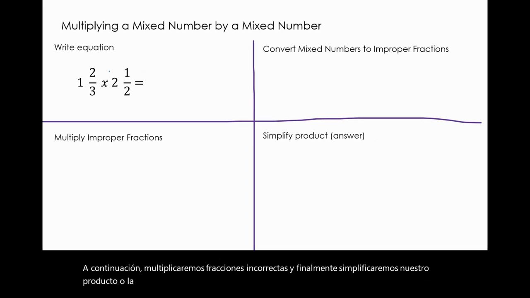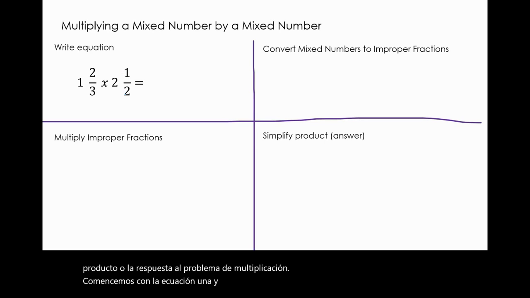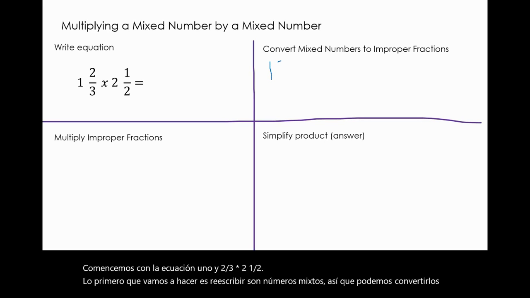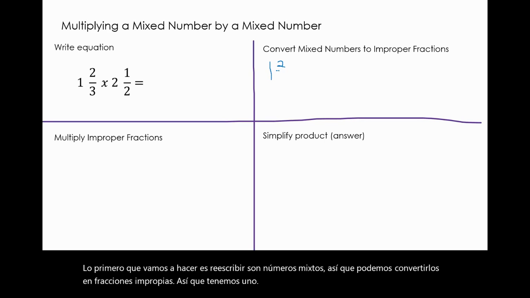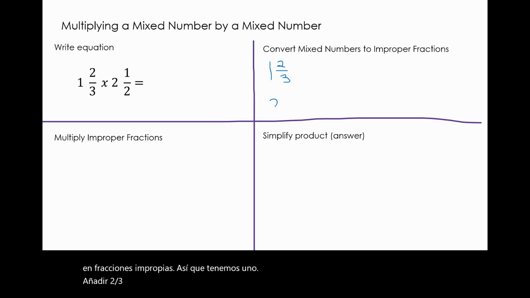Let's start with the equation 1 2/3 times 2 1/2. The first thing we're going to do is rewrite our mixed numbers so we can convert them to improper fractions. So we have 1 2/3 and we have 2 1/2.